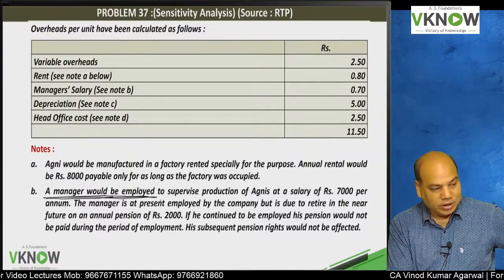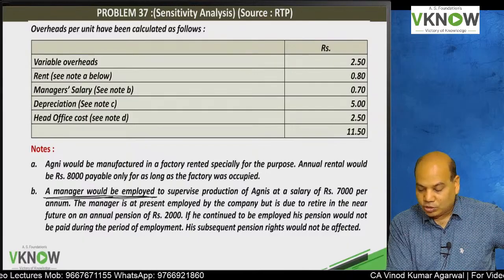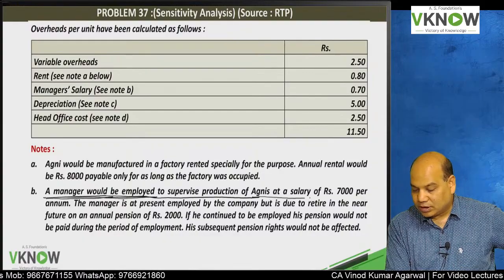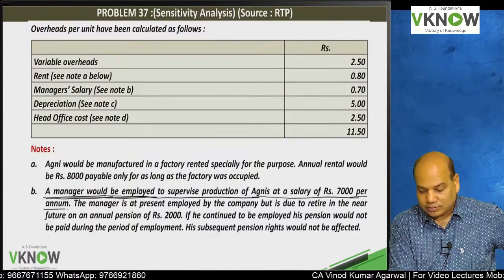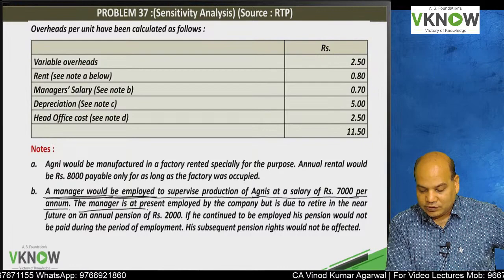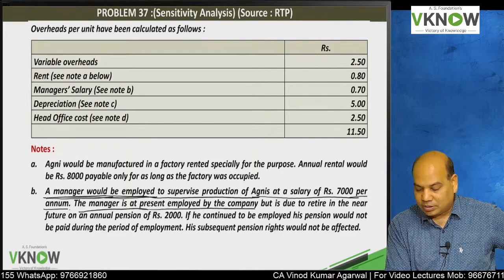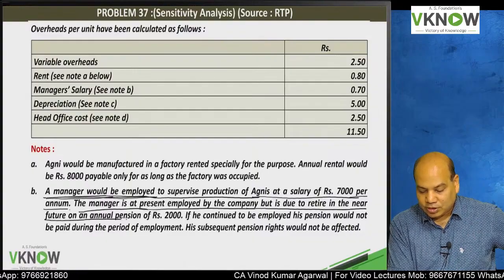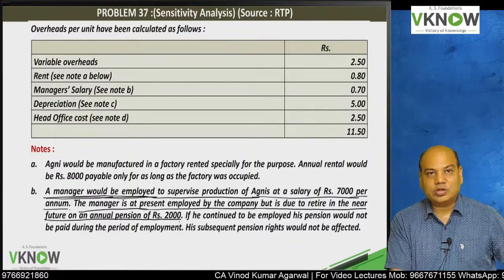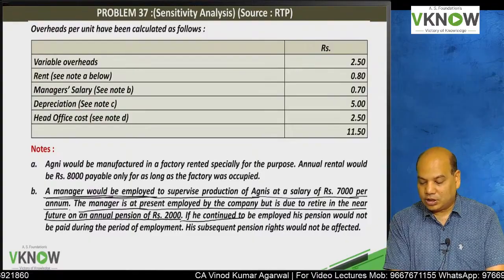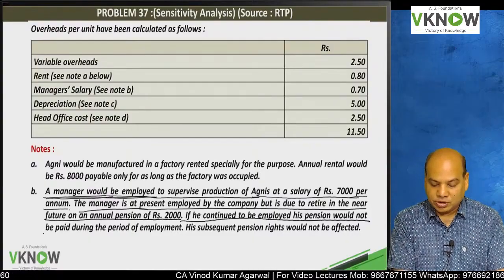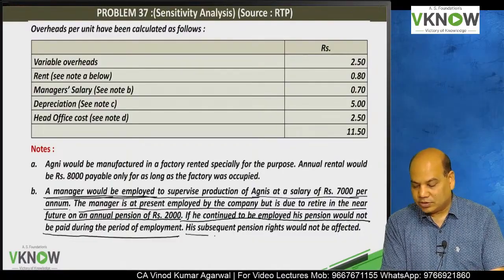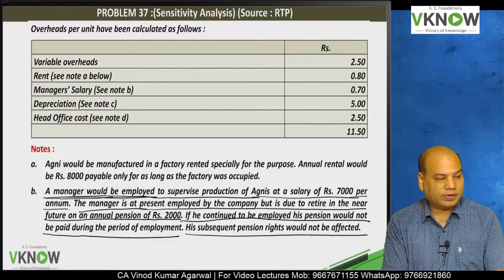A manager would be employed to supervise production of Agni at a salary of 7,000 per annum. The manager is at present employed by the company, but he is due to retire in the near future on an annual pension of 2,000. If he continued to be employed, his pension would not be paid during the period of employment. His subsequent pension right would not be affected.